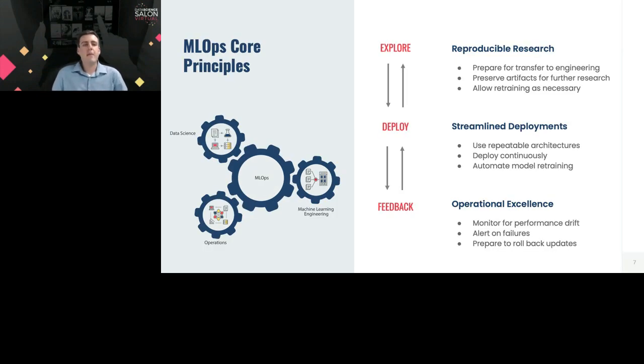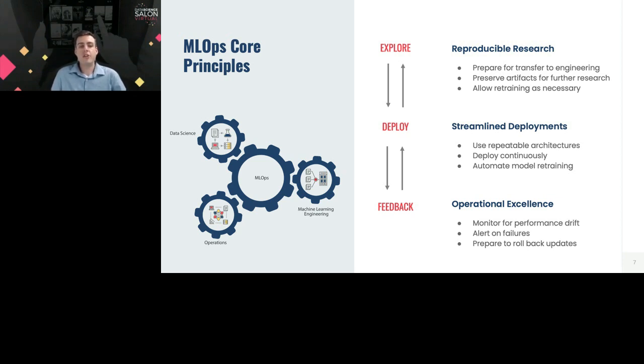So when we get to MLOps, we have some core principles, and this is really an interplay between data science, machine learning engineering, and operations. It starts with data science. When we're exploring and creating models, we need to do reproducible research. That means we're always preparing for a transfer to engineering. It means we're preserving artifacts to do further research later, and we're allowing for retraining if needed.